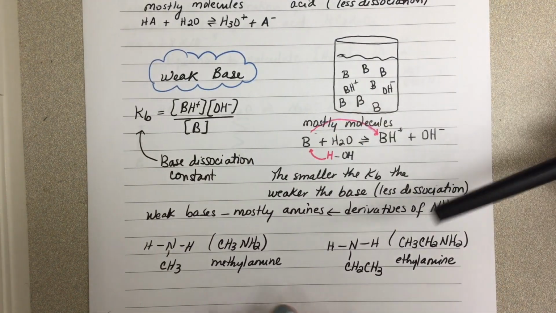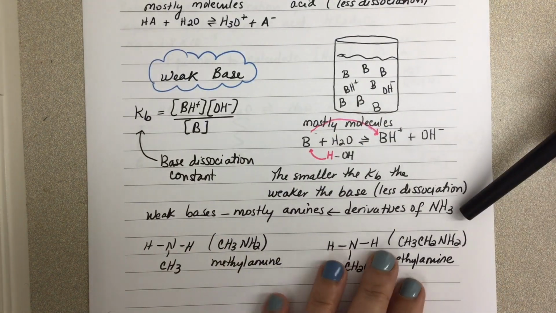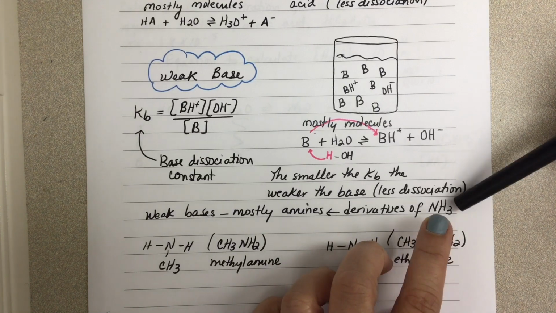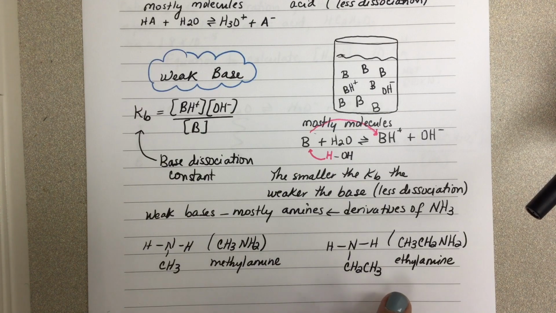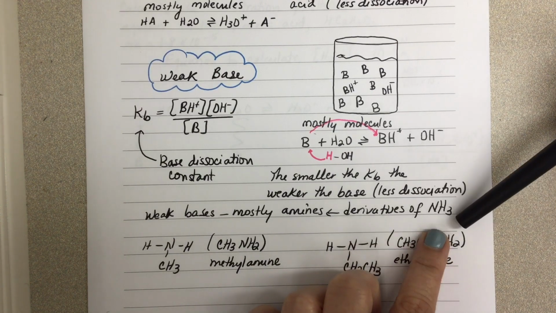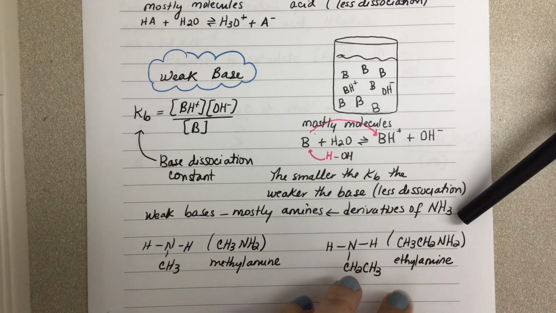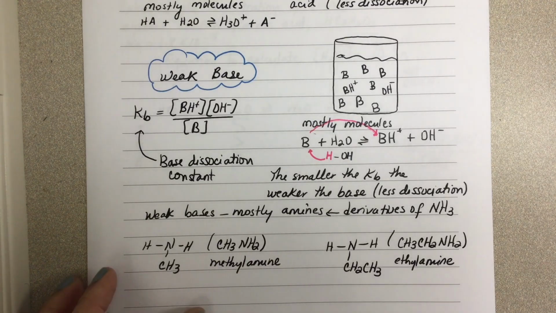And you have some examples of weak bases. You have ammonia as a weak base, and you have some other examples which are actually derivatives of that NH3: methylamine, ethylamine, and there are several others.